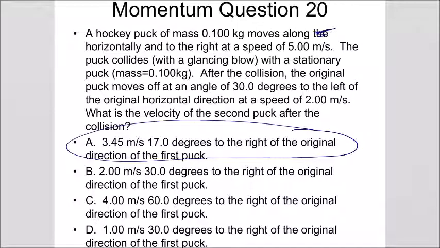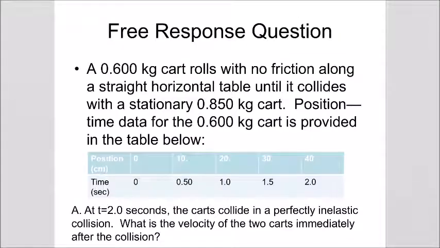Now let's move on and look at the free response questions. So in the free response questions, we have a 0.6 kilogram cart rolling with no friction along a straight horizontal table until it collides with a stationary 0.850 kilogram cart. So we might have a setup like so.